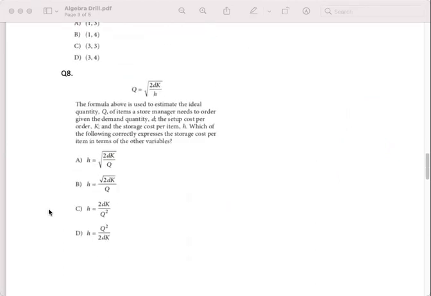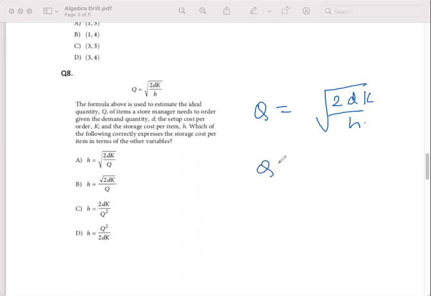Question 8. The formula above is used to estimate the ideal quantity Q of items a store manager needs to order, given the demand quantity D, the setup cost per order K, and the storage cost per item H. Which of the following correctly expresses the storage cost per item in terms of the other variables? Okay, so we have to isolate H.